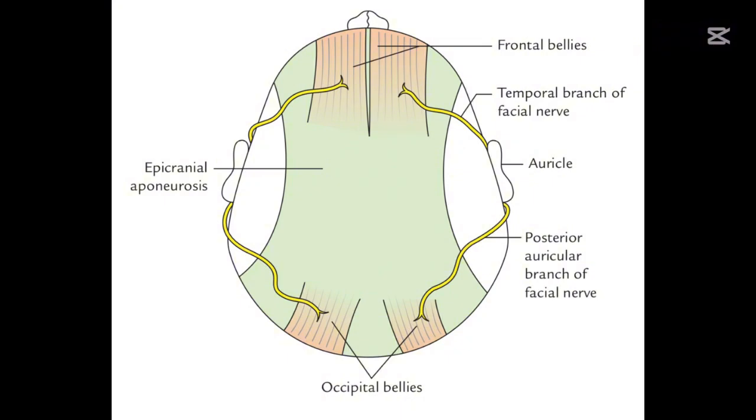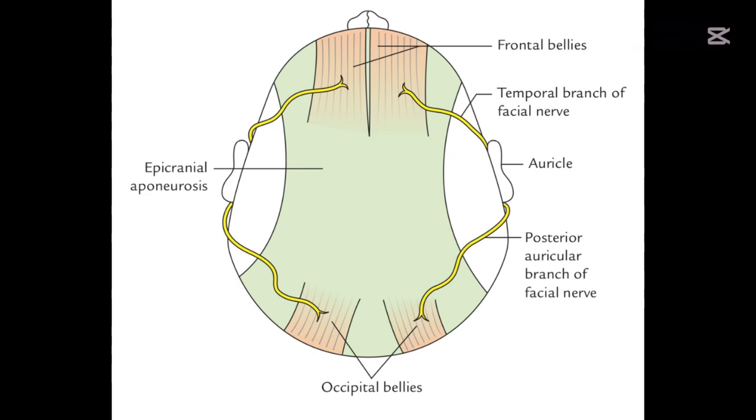Now in the motor, what I told you is that the temporal branch of the facial nerve supplies the frontal belly, while the posterior auricular branch of the facial nerve supplies the what? Occipital belly. Don't forget. So that is for the motor. The motor innervation, which we have talked about before, is to the muscles in the aponeurotic layer. You have the temporal branch of the facial nerve for the frontalis muscle, and the posterior auricular branch for the occipitalis muscle. So the motor supply to the scalp is from the terminal branches of the facial nerve. Don't forget, the motor supply is the terminal branches of the facial nerve.